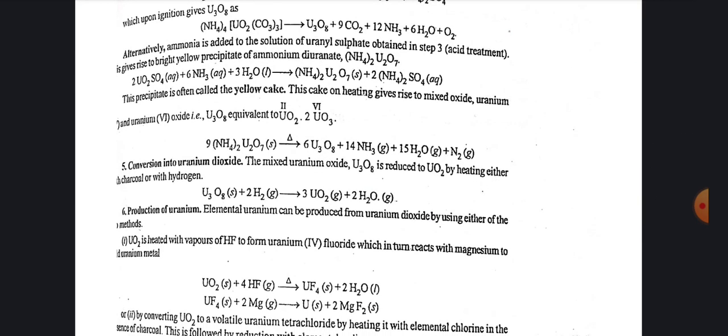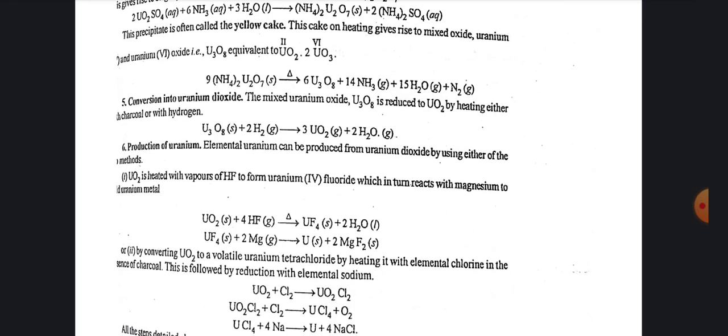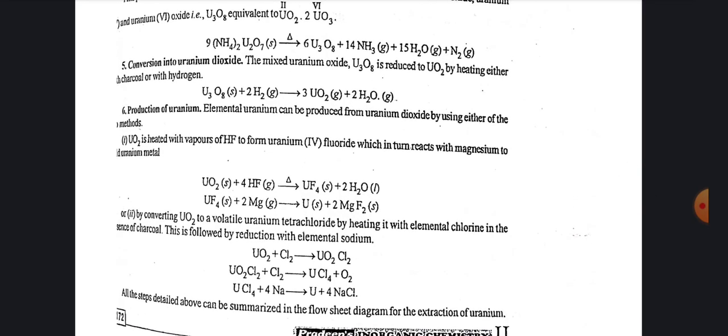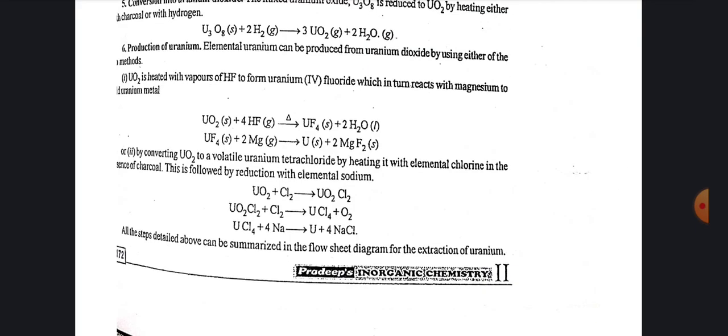Alternatively, ammonia added to the solution of uranyl sulfate obtained in step 3 gives a bright yellow precipitate of ammonium diuranate. The precipitate, often called the yellow cake, on heating gives rise to the mixed oxide U3O8. Conversion of uranium oxide into uranium dioxide: the mixed uranium oxide is reduced to UO2 by heating with charcoal or with hydrogen.